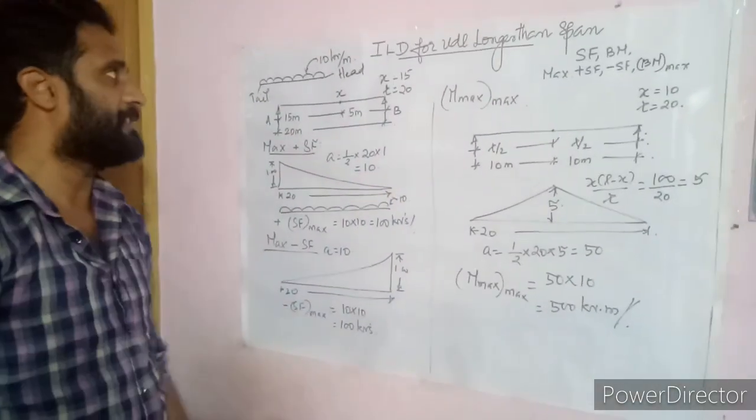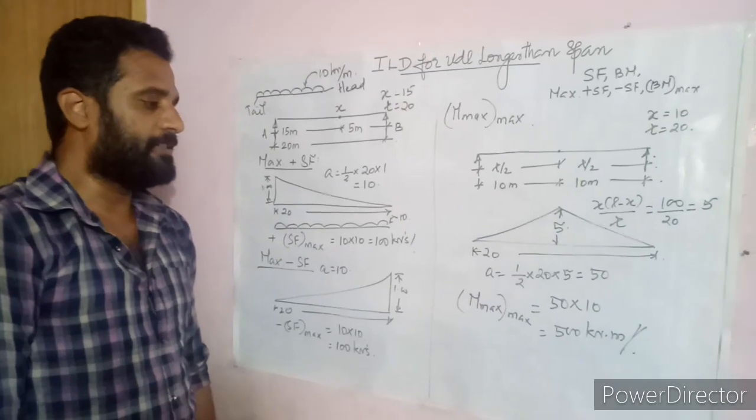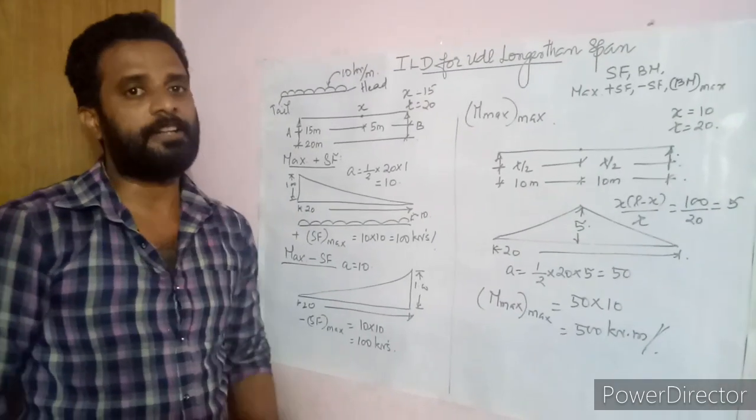So this is how we analyze an ILD diagram for a UDL longer than the span.